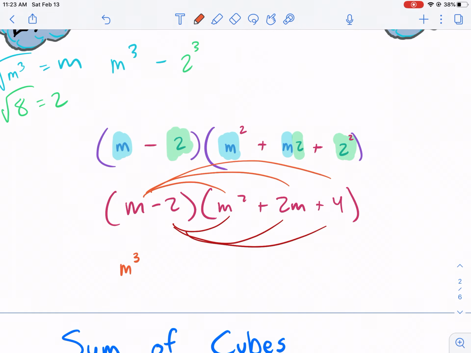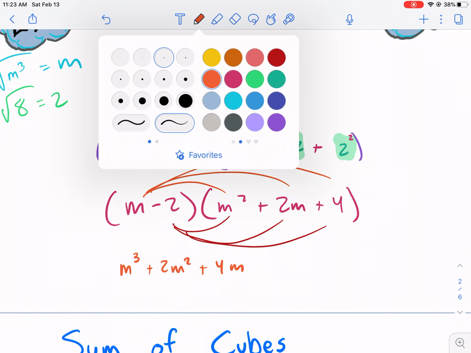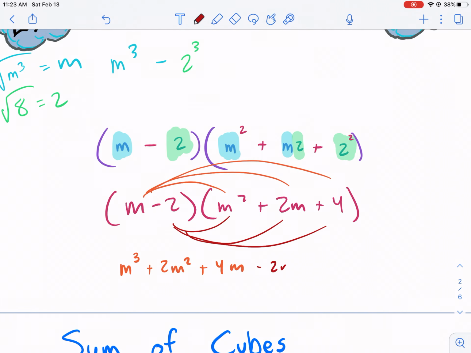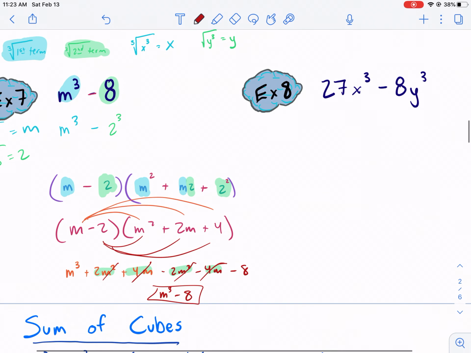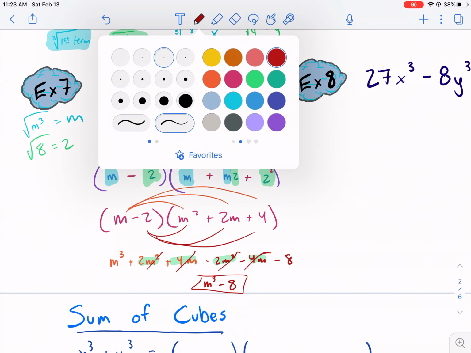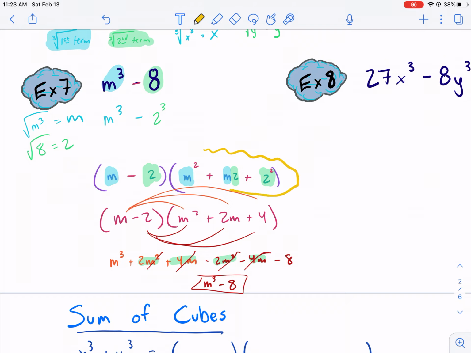So we get m times m squared, m cubed, plus 2m squared, plus 4m, and that was the orange. Now we're moving on to the dark red. Negative 2m squared, minus 4m, and then minus 8. What happens here? We have like terms here, and then here and here, and they all cancel out, leaving us just m cubed minus 8. So it's kind of cool, I think, that differences of cubes works out so well. It's by design, and there we have it. It's this one.